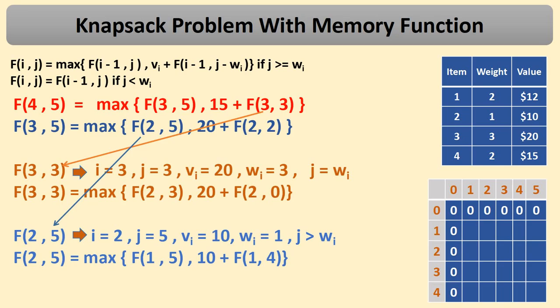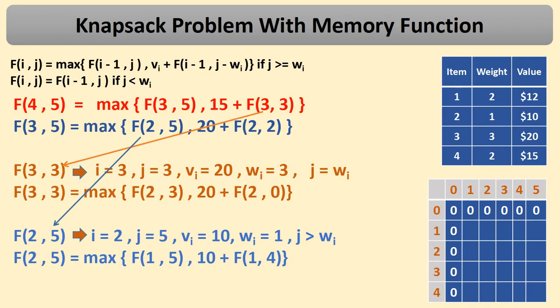And what is the value of item number 3? That is 20. And what is the weight of item number 3? That is 3. Now when you compare the relationship between j and w, j is equal to w. So that means you have to use the first formula. So f of 3 comma 3 equals the maximum of f of 2 comma 3, so 3 minus 1, right? i minus 1, so 2 comma 3, and vi, that is nothing but 20 plus f of i minus 1 comma j minus w.